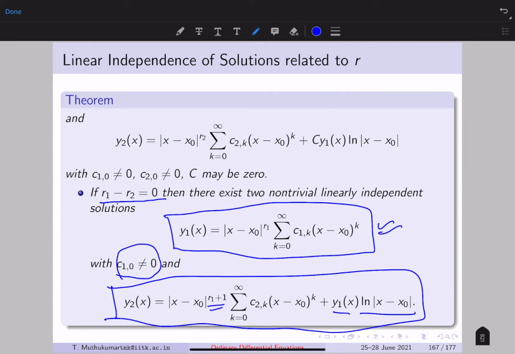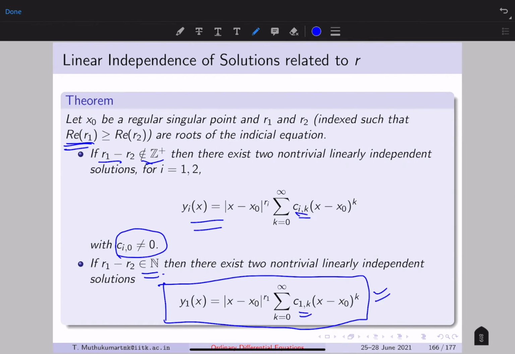So the takeaway from this theorem is this: you always have one solution which is of this form, corresponding to the largest R1. So corresponding to the largest R1, you always have a solution of this form. The second solution, because it is a second order equation, you need one more solution to find all the solutions, right?